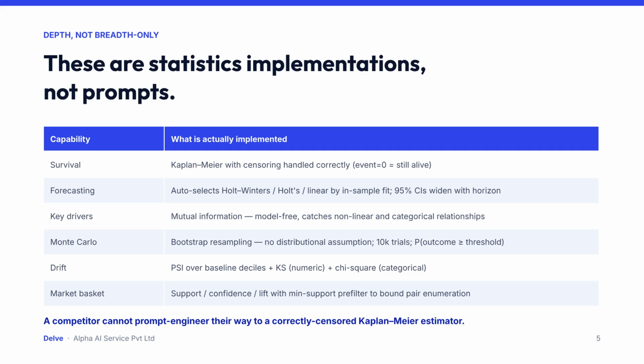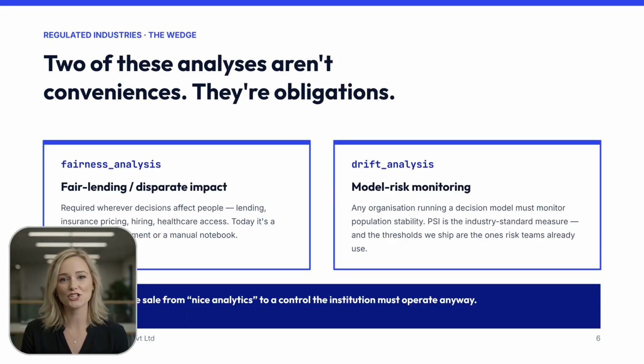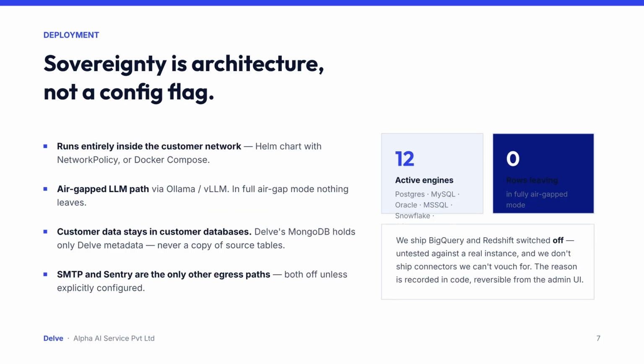For instance, Delve handles censoring correctly in survival analysis, a level of precision that cannot be achieved through prompt engineering alone. Certain analyses are operational obligations rather than mere conveniences. Fairness and drift analysis are critical for compliance, and Delve provides these as standard controls, converting a nice-to-have into a necessity. Sovereignty is built into our architecture.